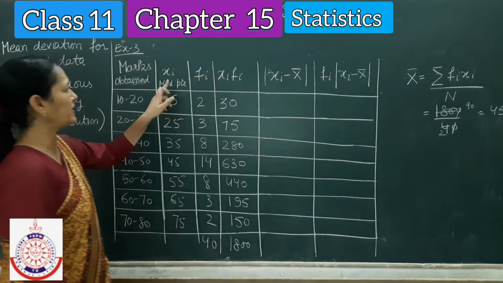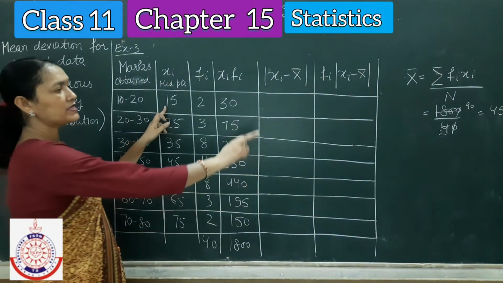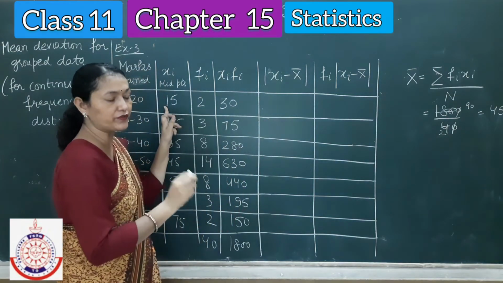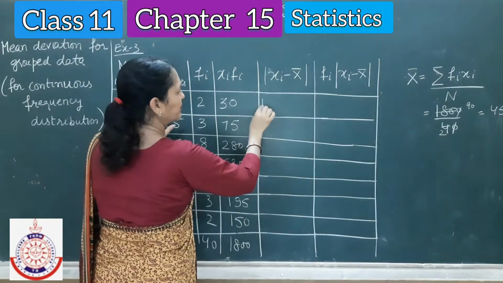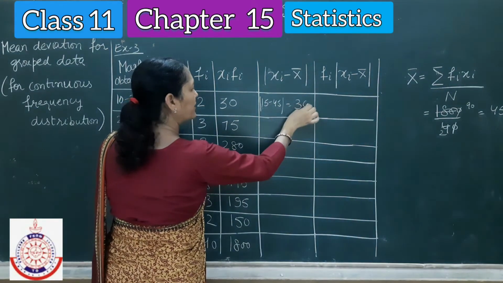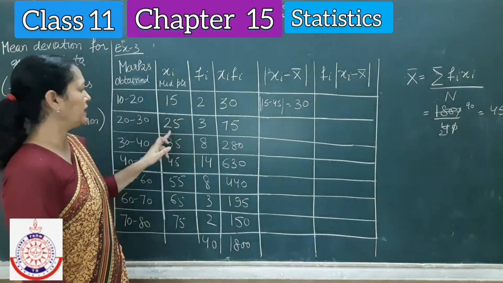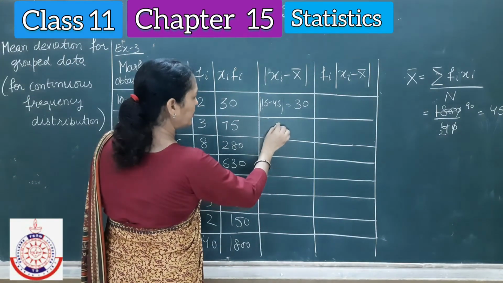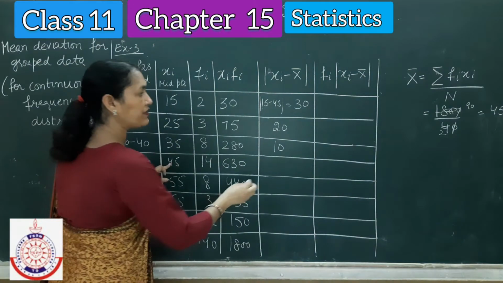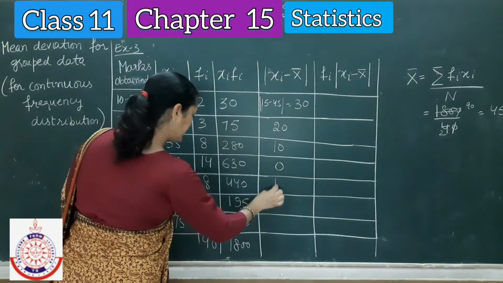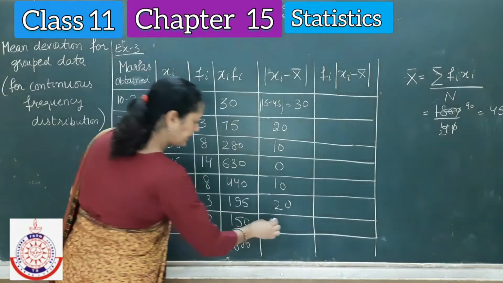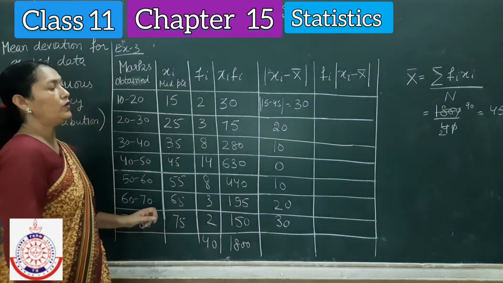Now from each value of xi, we will be subtracting 45, and then whatever the value comes, we will take the absolute value of that. 15 minus 45 is minus 30, and the answer after absolute value will be positive 30. 25 minus 45 and absolute value 20. 35 minus 45, 45 minus 45, 75 minus 45, 30.